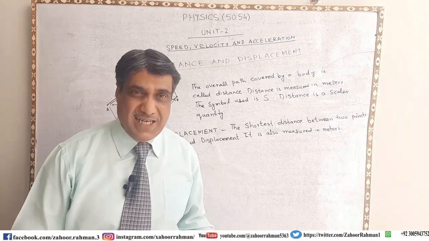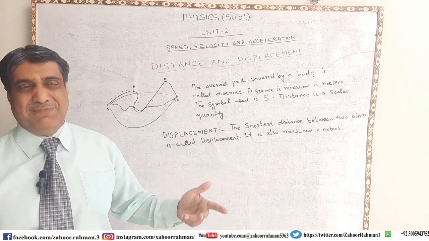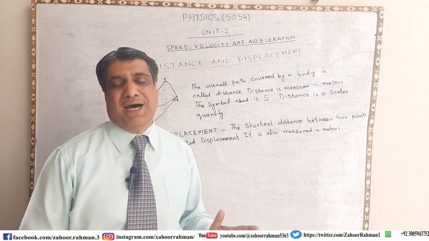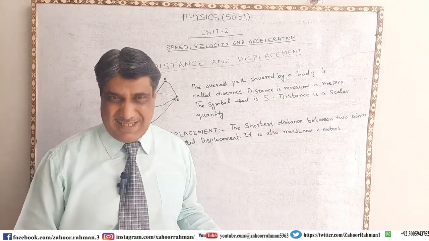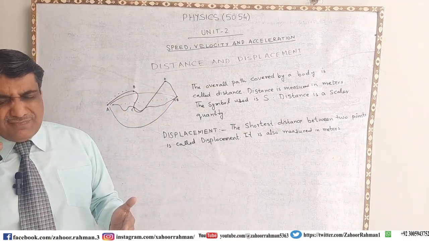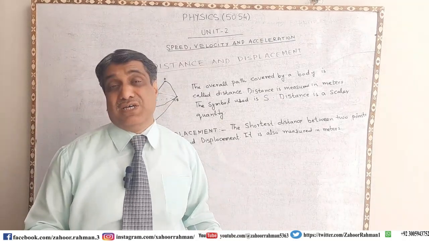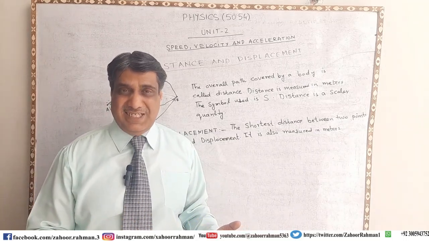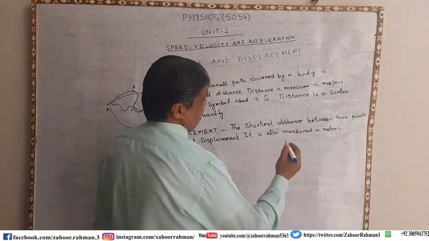Why? Because I did not mention the direction. If there is a direction, then it means it is displacement. But if no direction is mentioned, the path can be covered in any direction, and that is called distance. If I am saying a body covered a path of 30 kilometers from Peshawar to Islamabad, then I gave the direction. It means that this is the displacement. If direction is mentioned, then it is displacement.